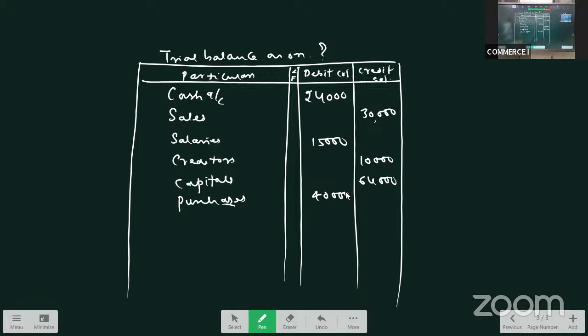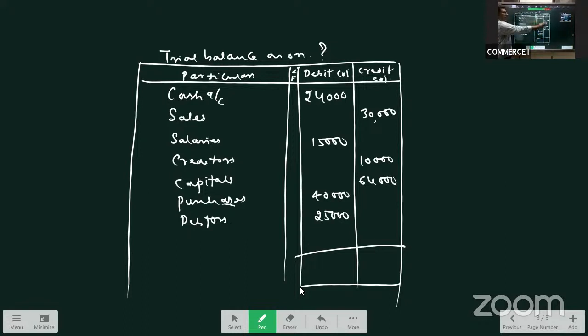And lastly, we have debtors. Debtors are assets. Assets will show a debit balance. Right? Done. You'll get 2 marks for this. Check the total. One hint you have here is that your debit column total should be equal to the credit column total. It is 1,04,000 in the debit column and 1,04,000 in the credit column. So it is tallying. If you do it simply like this, you'll get 2 marks, and as I said, it is a sure question.